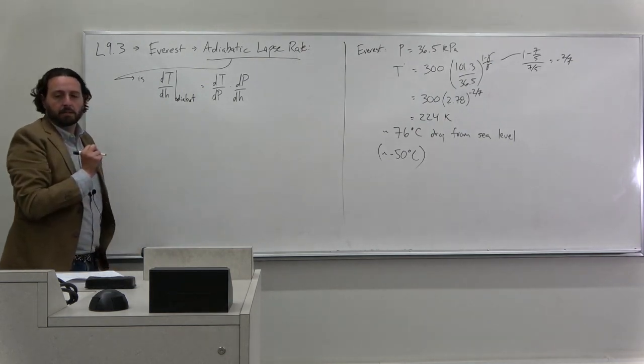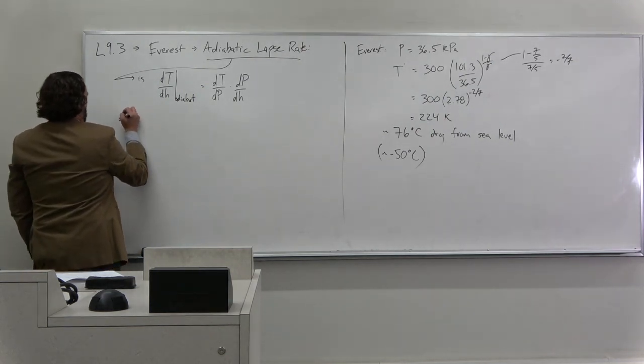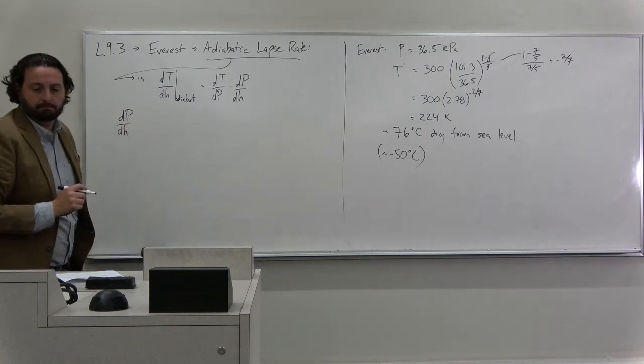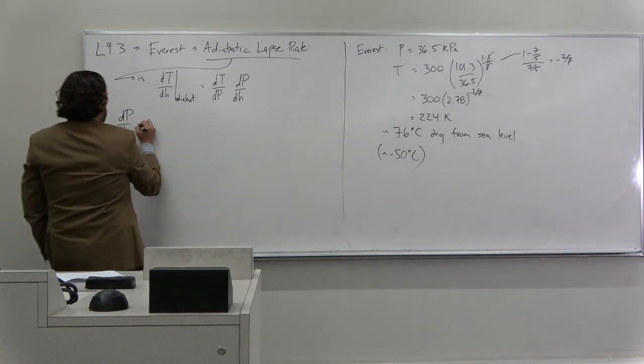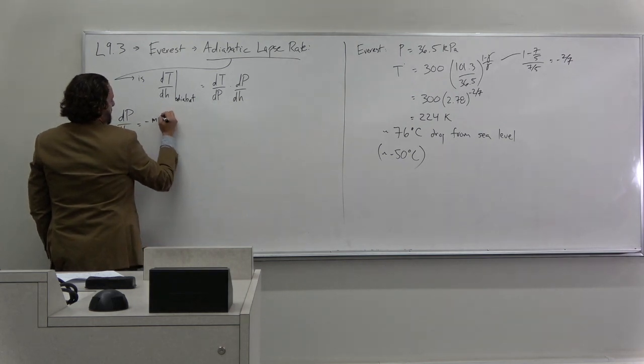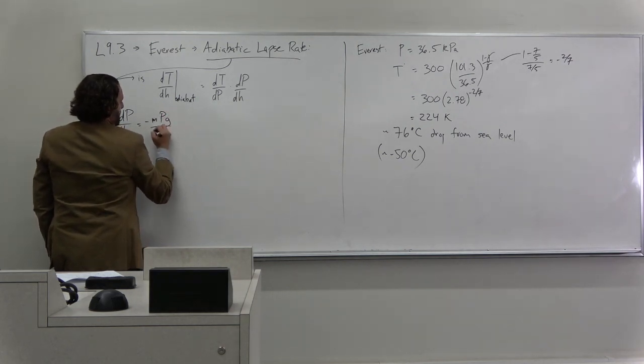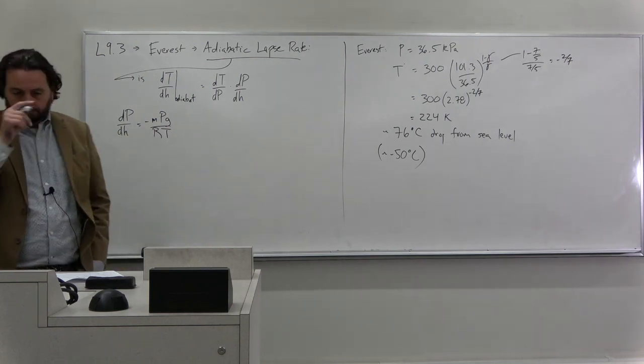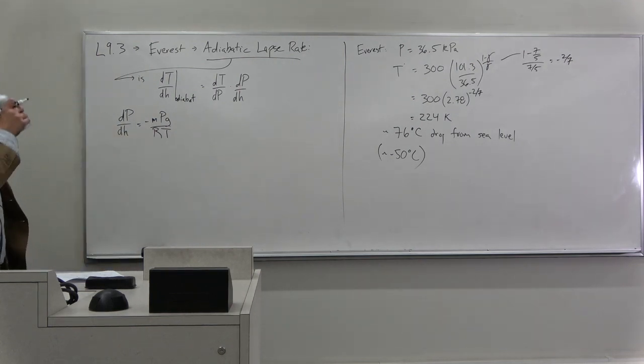So we had dP/dh from last lecture, 9.2, was minus mPg over RT. So that's good.